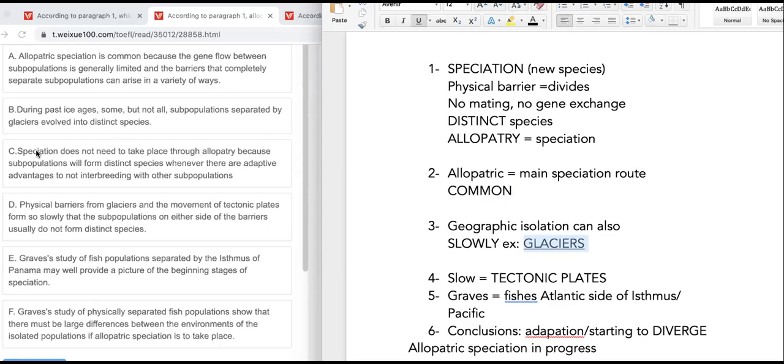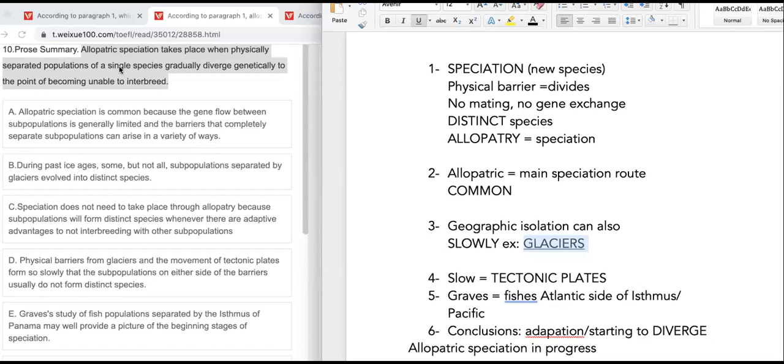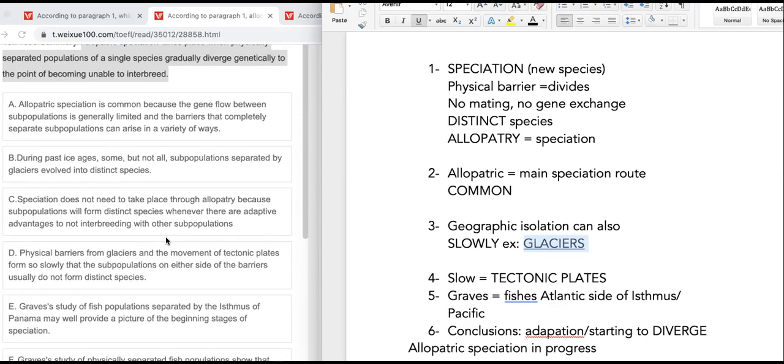C says, speciation does not need to take place through allopatry because subpopulations will form distinct species whenever there are adapted advantages to not interbreeding with other subpopulations. I don't really remember this, right? But speciation does not need to take place through allopatry. That seems really counter to what the main idea is pointing to. This wants me to select something about allopatric speciation, and this one says speciation does not need to take place through allopatry. So that seems like it's not related to the main idea. It's not a match for our TOEFL sentence, okay? I'm going to move on.